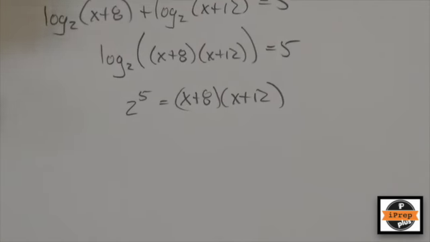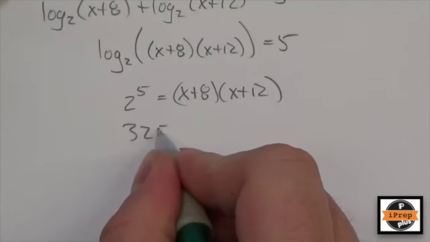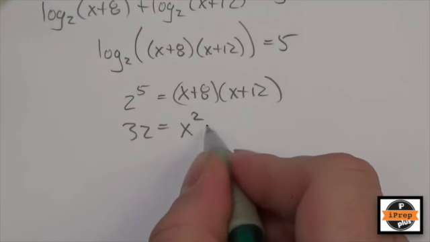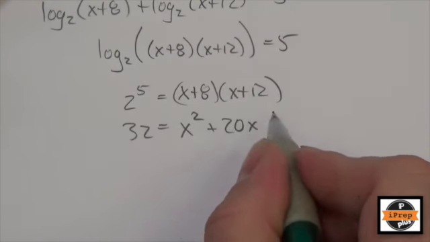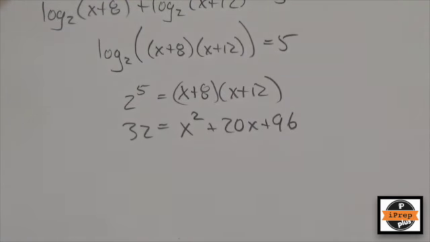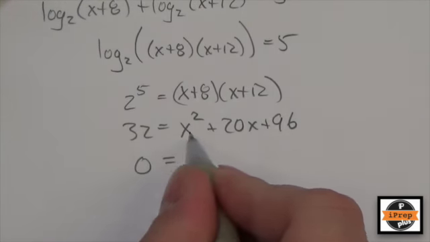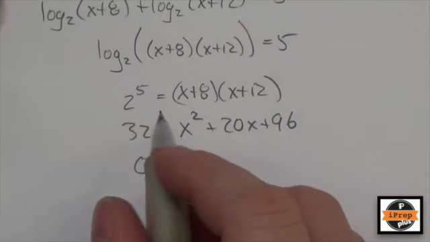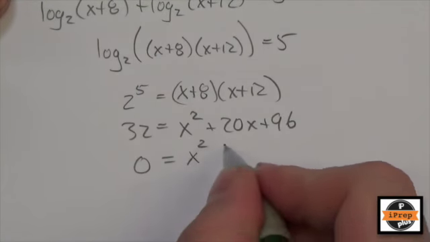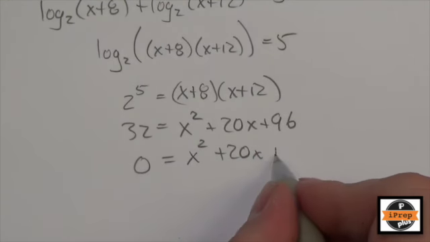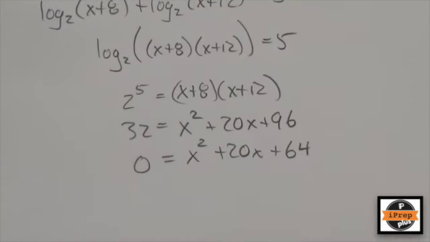Now 2 to the 5, that is going to be 32. And this is going to end up being x squared, what is that going to be, plus 20x plus 96. And I recognize this as a quadratic, obviously, so I know that what I got to do is set that equal to 0. So I got to bring the 32 over. So x squared plus 20x, 96 minus 32 is going to be plus 64.